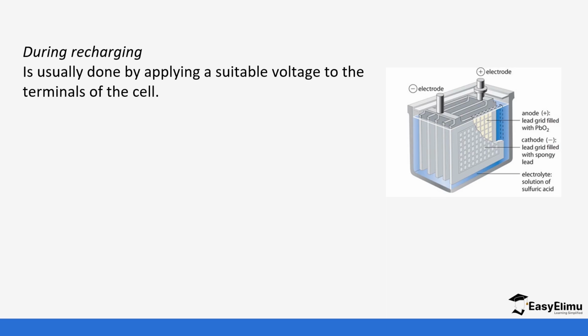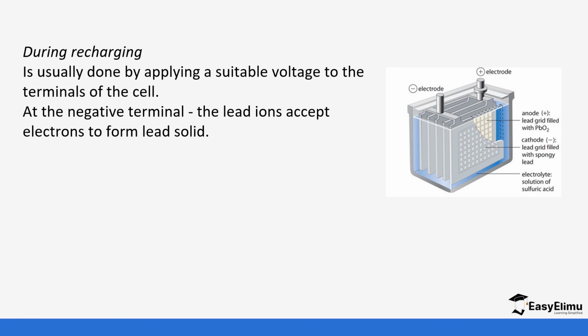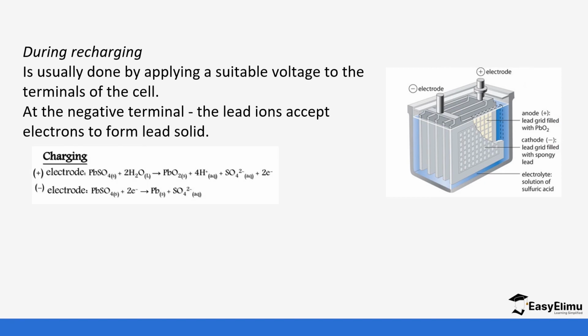So recharging is usually done by applying a suitable voltage to the terminals of the cell. At the negative terminal, the lead ions accept electrons and they form lead solid. Remember, we started with lead losing electrons to form lead ions, which react with sulfate ions to form lead sulfate. So we are going back. So the lead ions in the lead sulfate are discharged to form lead solid. So this is the opposite reaction, as you can see.